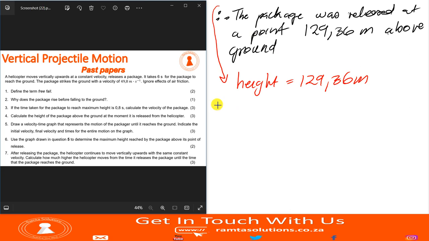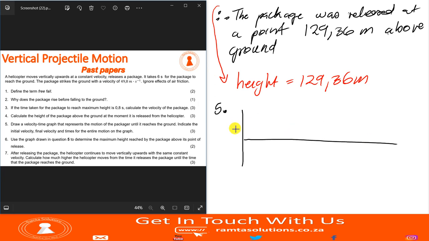Now, number 5, the one I was rushing for. It says, draw a velocity time graph that represents the motion of the package until it reaches the ground. Indicate the initial velocity, final velocity, and times for the entire motion on the graph. This is velocity versus time. I've been taking upwards to be positive, so I'm going to continue with it.